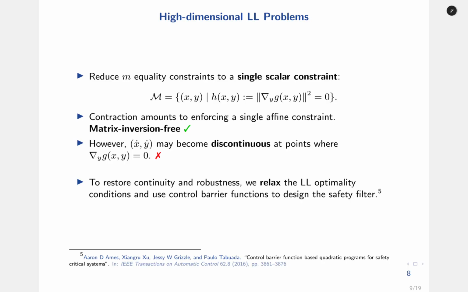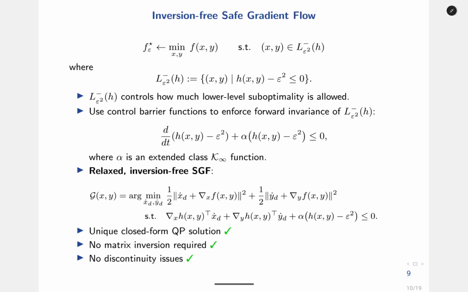However, using the squared norm constraint introduces a new challenge. At points where the gradient of g with respect to y is 0, the resulting dynamics for x and y can become discontinuous. This can cause instability or poor numerical behavior. To address this issue, we relax the strict equality constraint imposed by the lower level problem and use control barrier functions. The idea is to relax the strict lower level optimality condition.